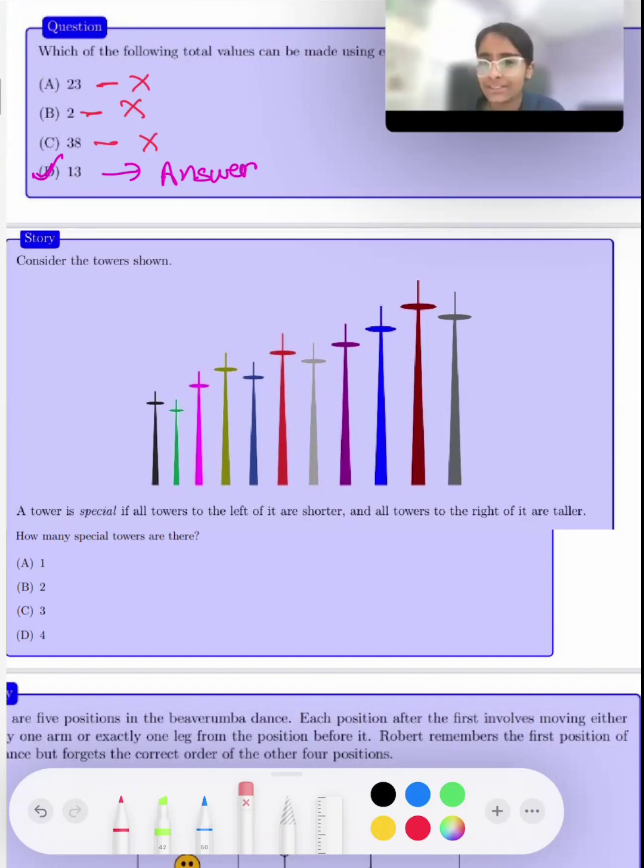My hint for you to solve this problem would be to try to see each tower and check if it follows the rules of being a special tower. Are all the towers to the left of it smaller and all the towers to the right of it taller? Is that right for each tower? Try that with every single tower. It may take some time, like a couple of minutes, but that's okay because that's how we problem solve. We try and then we get the answer.